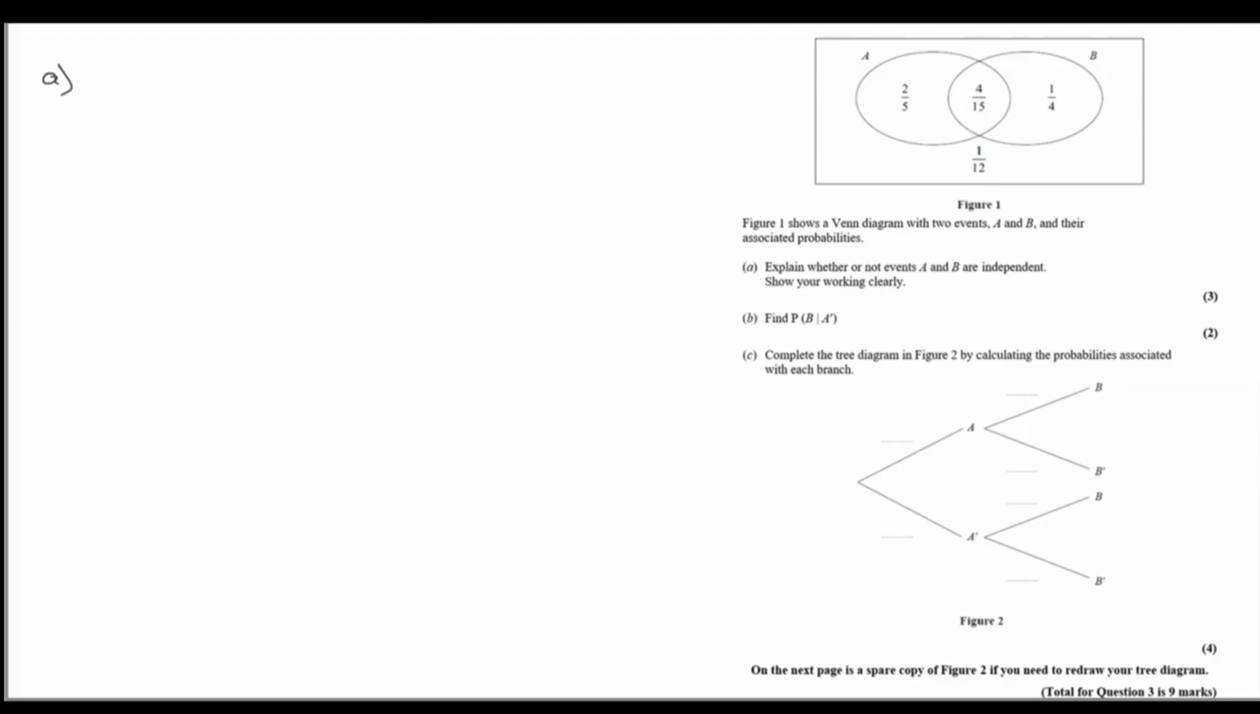First, to find the probability of A, rather than reaching for my calculator, I'm just going to use equivalent fractions, and 2/5 can become 6/15. I know that the probability of A is going to be 10 over 15. In a similar way, I know that 4 over 15 plus 1 over 4 is going to give me 31 over 60. If I multiply these two fractions, do I get 4 over 15? If I do, then they're independent.